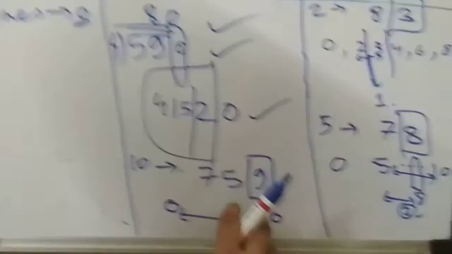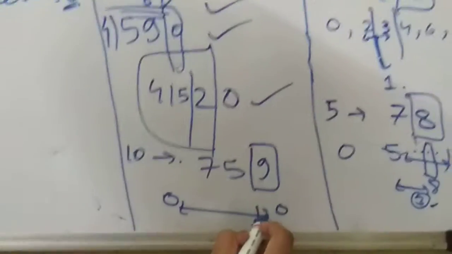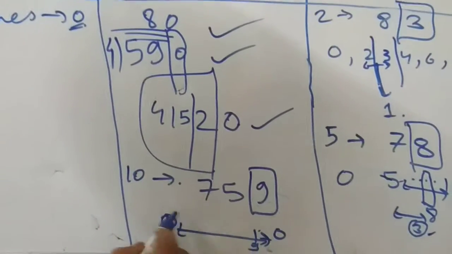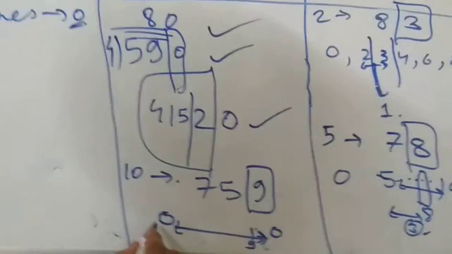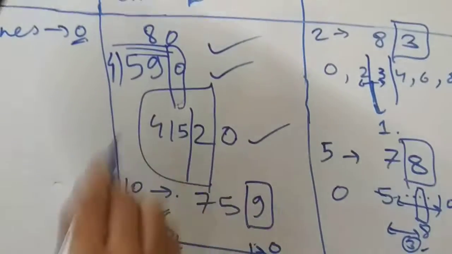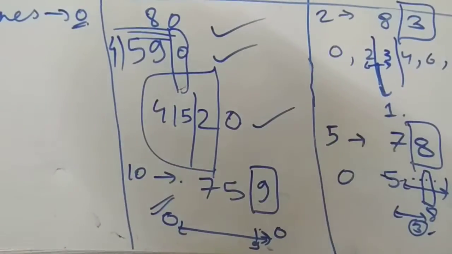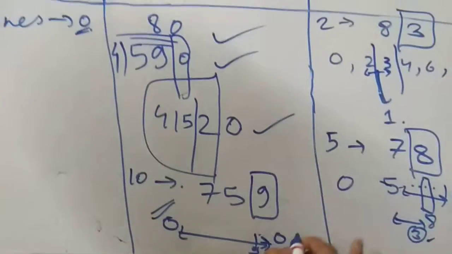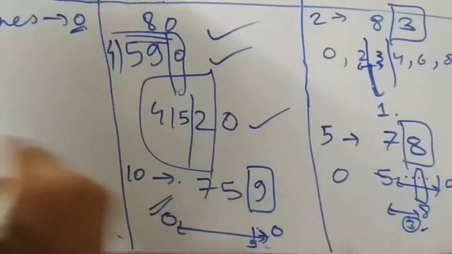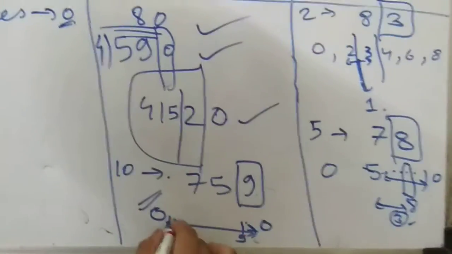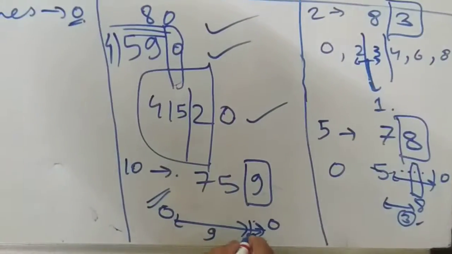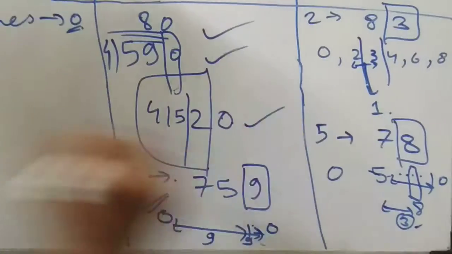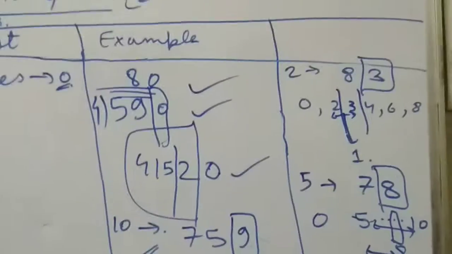Now don't get confused. I am writing 0 here, but that means you won't be taking this number. You will be taking the previous number. Listen to my words: it is the previous, not the next or the nearest. If I say nearest, then it will be this. If I say previous, then it will be this. So what will be the remainder? The difference between this and this is 9. The remainder is 9.